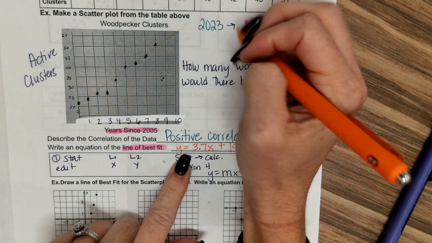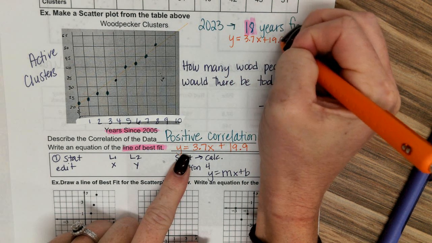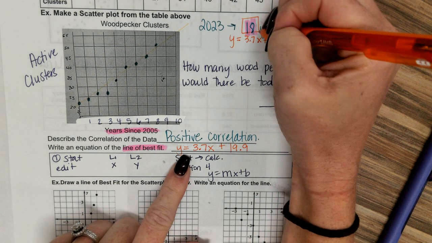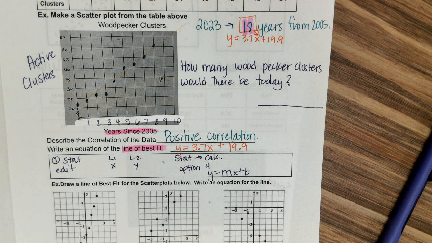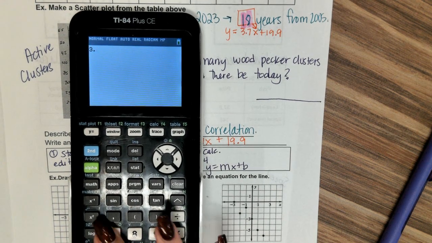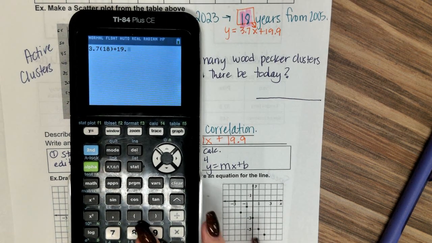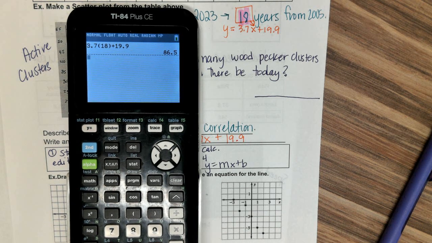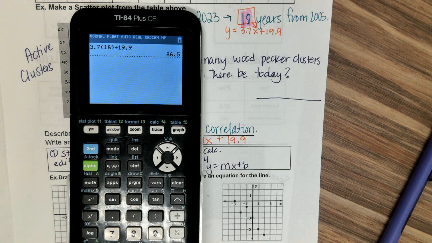So I take this equation, y equals 3.7x plus 19.9, and I plug this 18 in for that x. And it will tell me how many woodpecker clusters based on this pattern there should be today. So I just go to my calculator and I type in 3.7 times 18 plus 19.9, and there should be about 86.5 woodpecker clusters.